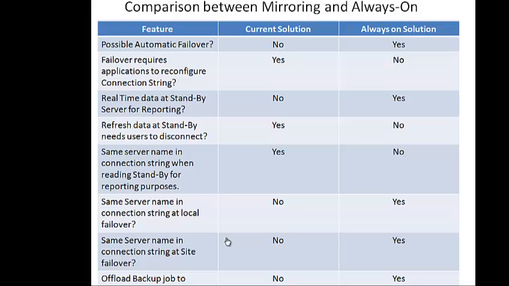Third bullet point, real-time data at standby server for reporting. With log shipping, you don't have this option. It is every 15 minutes, or however frequently you use the log shipping, but in our case 15 minutes, so it's not real-time, it's 15 minutes delayed data, but with Always On it is real-time. Number 4 bullet point is refresh data at standby needs users to disconnect.